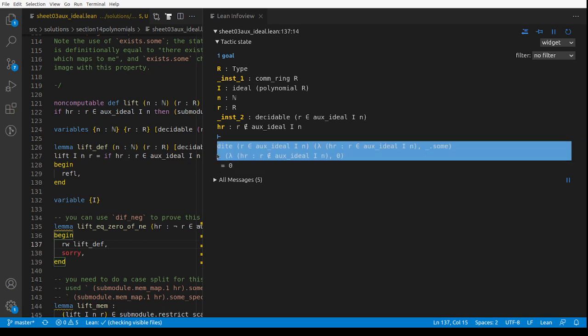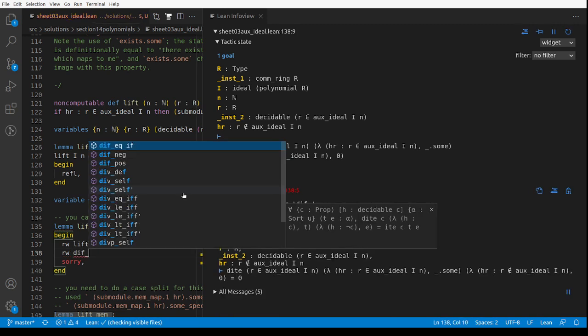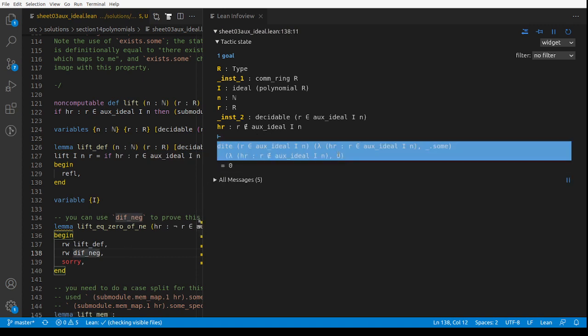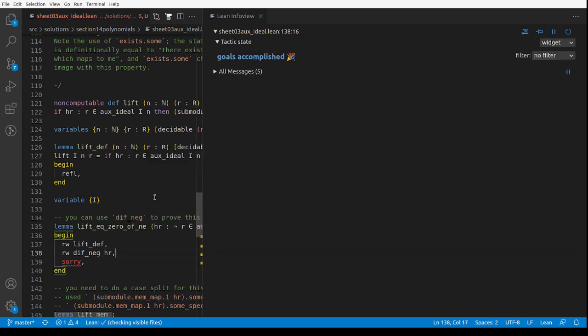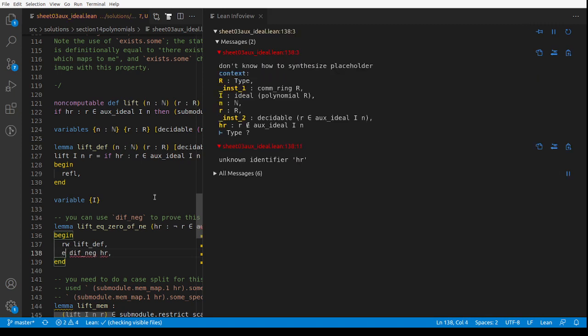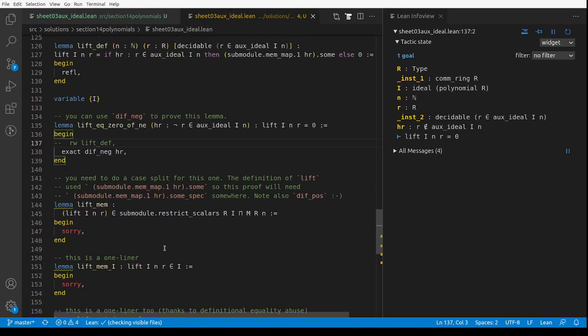So we need to know something about the API for dite, and it's a dif_neg, right? Rewrite dif_neg. There, dif_neg is the hypothesis that dif_neg changes a dite to the conclusion of the negative one, under the assumption that the negative one is true. And we have the proof that the negative one is true. We have the proof HR there, so we can just do that. And in fact, it's probably exact. I would imagine it's exact dif_neg HR, yeah. And because lift def is definitional, we don't need to use it, right?